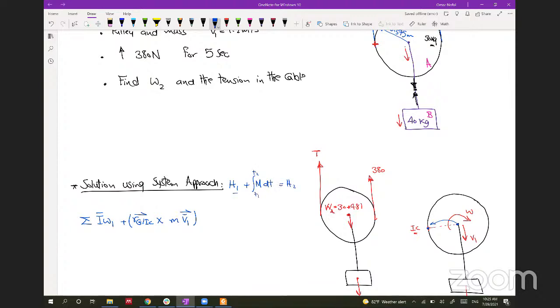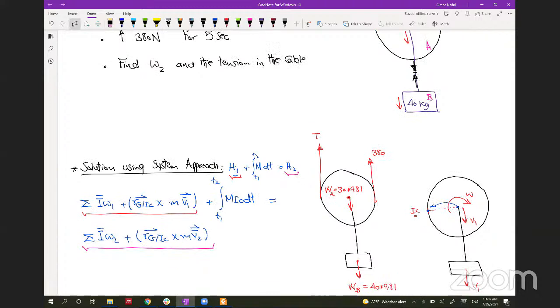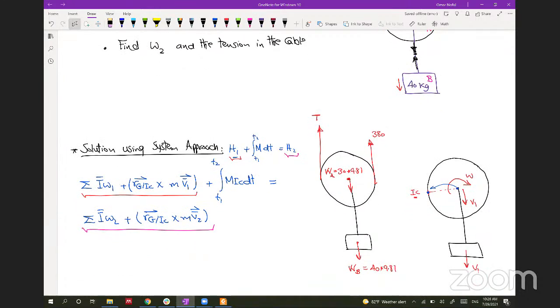So this is H1, and the second part of the equation is the integration from T1 to T2 of all the moments about the instantaneous center dt, and this should be equal to the sum of the I bar multiplied by omega 2 plus RG with respect to the instantaneous center crossed by MV2 bar. This is H1, and this is H2. Okay, so it will be a long equation, but we can do it.